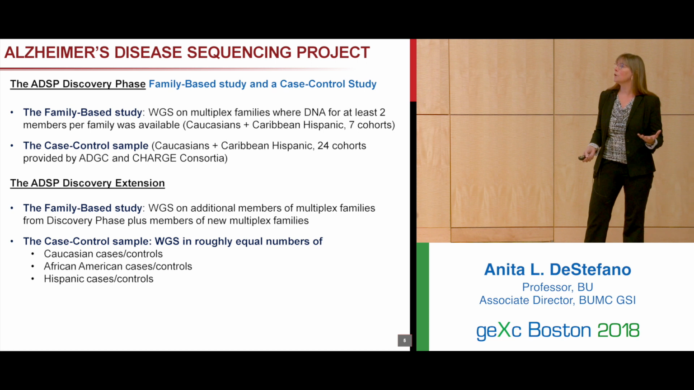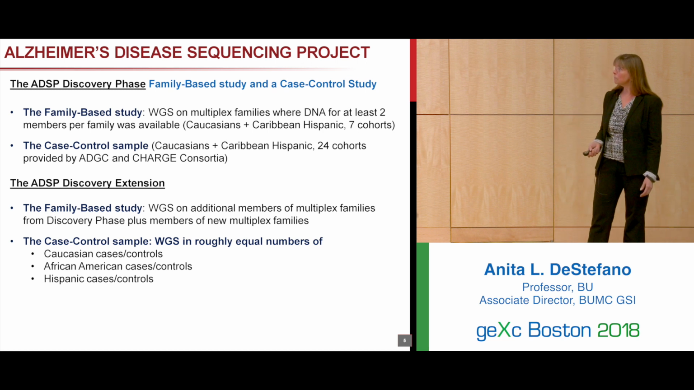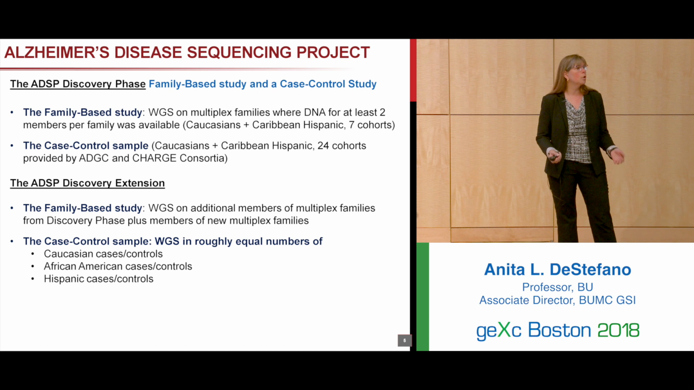So the initial discovery phase had 2 components, a family-based study and then a case control study. The family-based study was whole genome sequence data that was generated on just under 600 individuals. And these were from large extended families that had multiple individuals with Alzheimer's disease. There are a few genes that are known to cause Mendelian forms of Alzheimer's. These families were screened and were not carriers of those mutations. The case control sample consisted of roughly 5,000 cases and 5,000 controls.